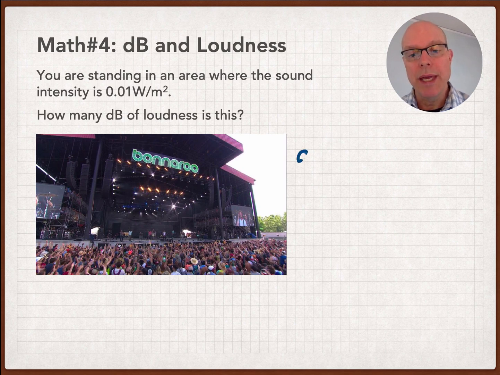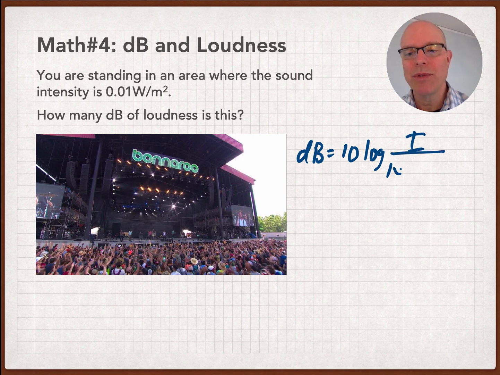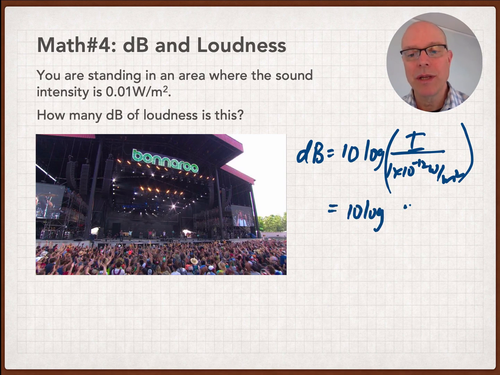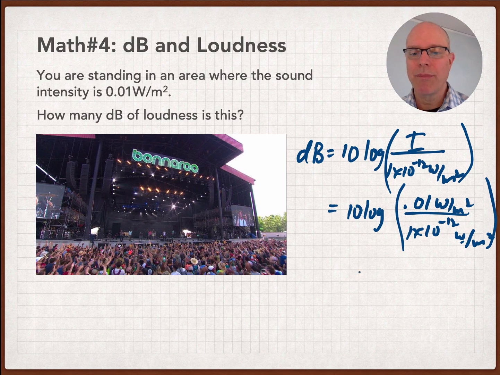So the dB reading that you're going to register on a decibel meter is going to be equal to 10 times the log, so the logarithm, of your intensity, divided by 1 times 10 to the minus 12 watts per meter squared. So let's go and give it a whirl and see what it looks like. If I plug in 10 times the log of my intensity, 0.01 watts per meter squared, and divide it by 1 times 10 to the minus 12 watts per meter squared, what I end up with when I push all the right buttons is a 100 dB number, so 100 decibels.